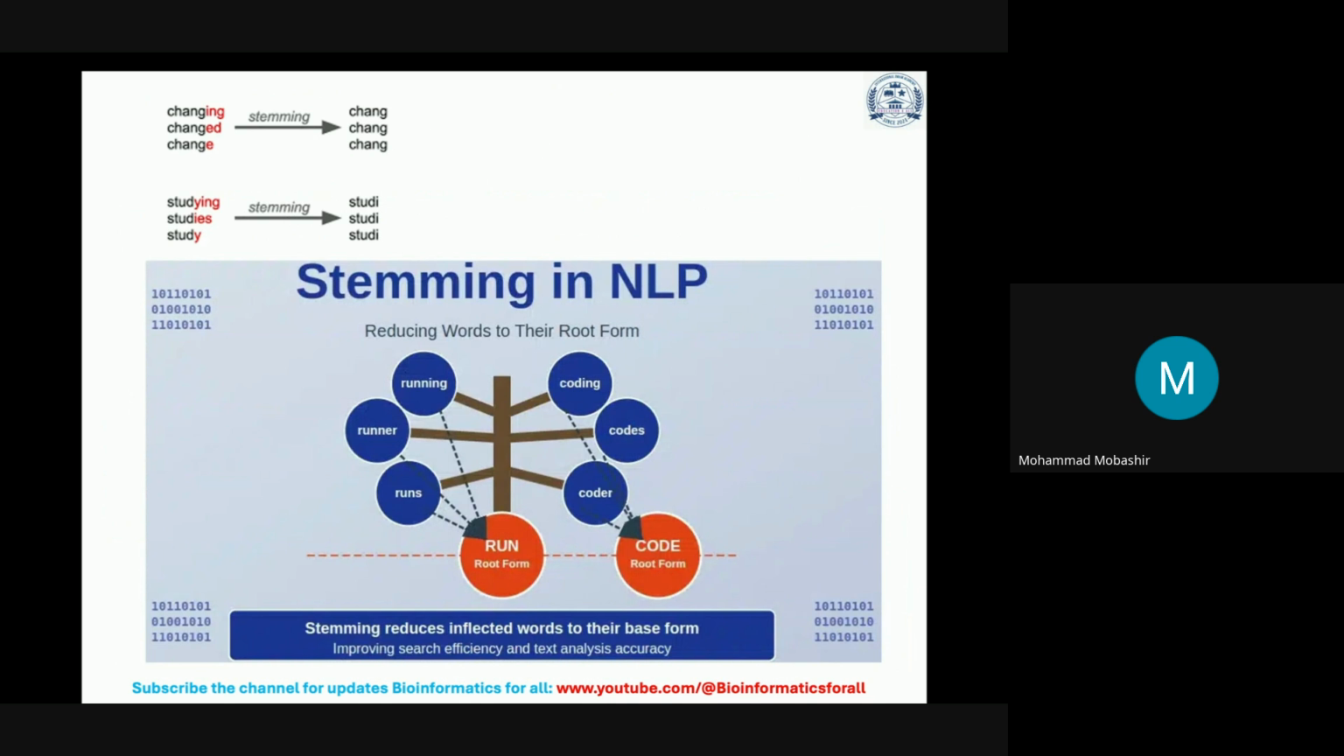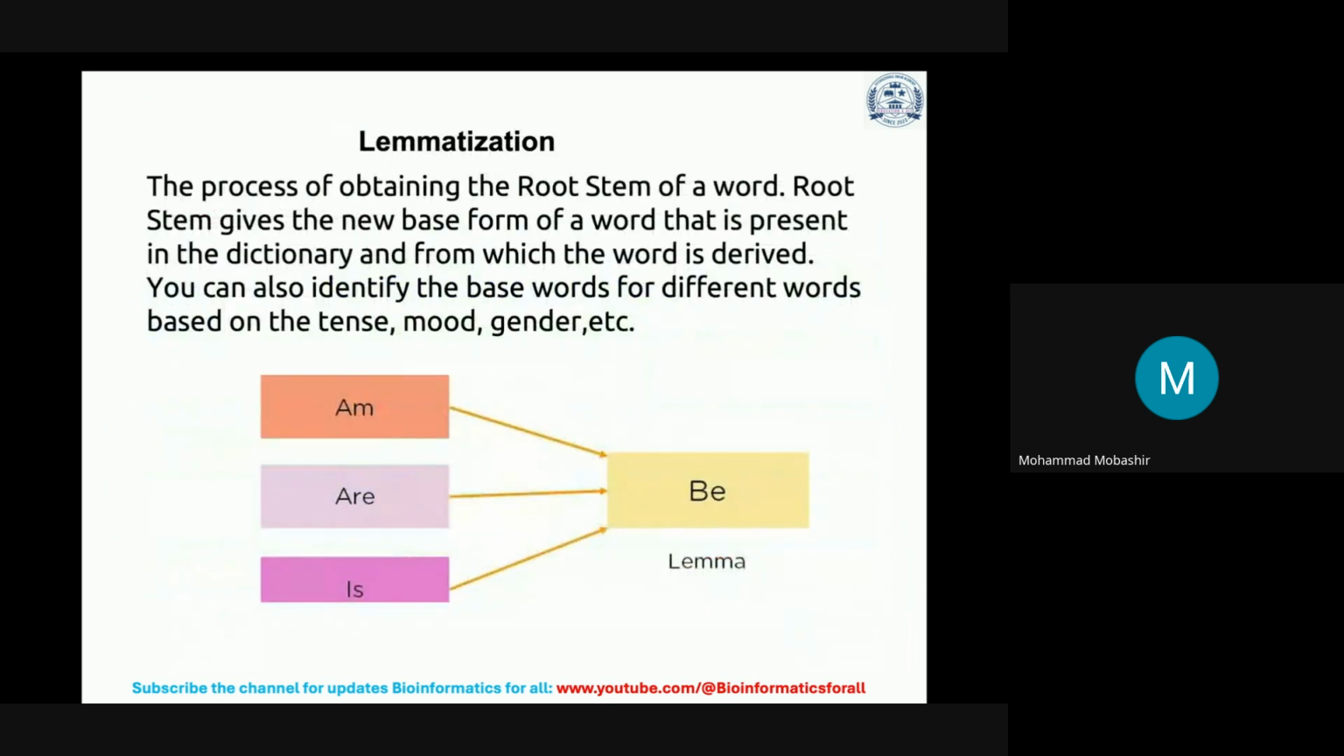Now, there is another thing which you need to learn other than stemming. So, stemming examples are here. For example, running, runner, runs, coding, codes, coder. So, what are the stemming words here? Run, RUN, and for coding, codes, coder, CODE. These are root forms. Now, another word comes which is quite similar, that is called lemmatization.